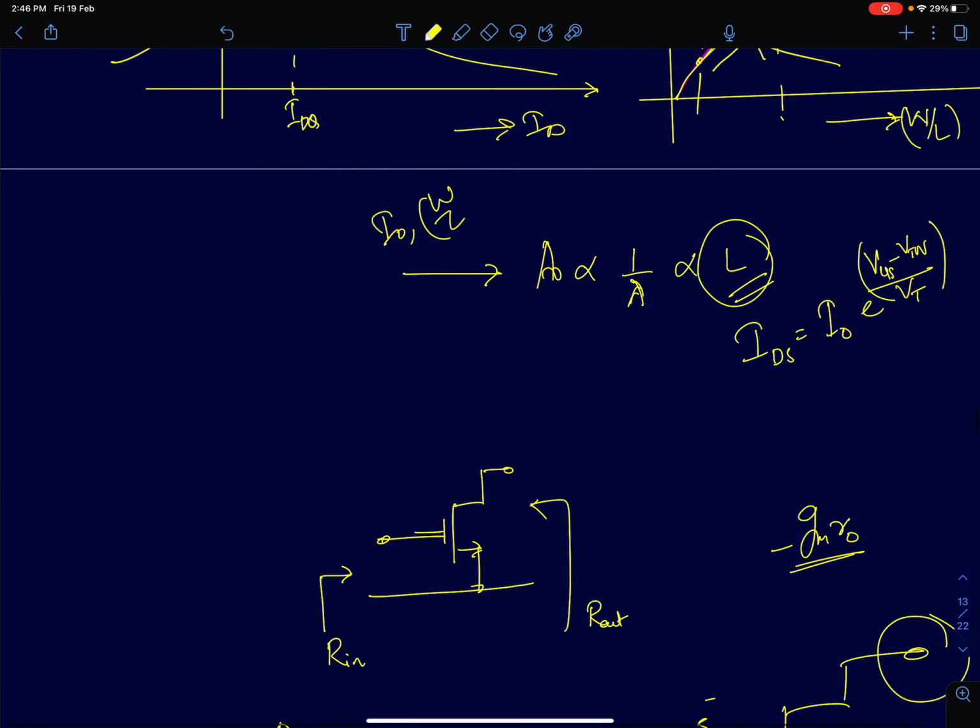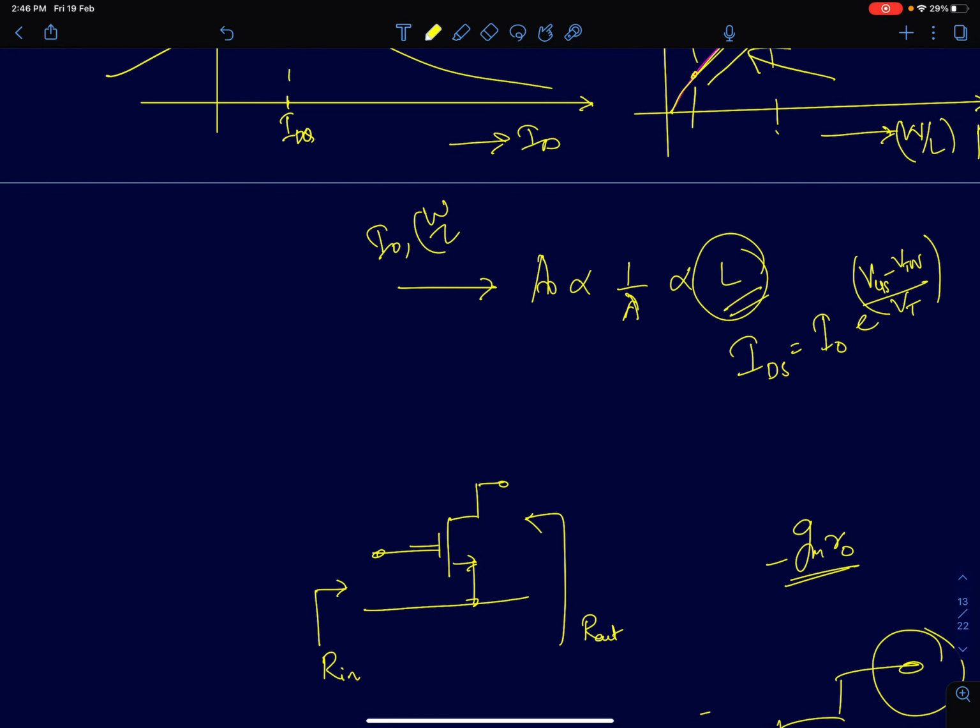So finally, the one parameter which we have not discussed so far is the dependence of intrinsic gain on lambda, which is your channel length modulation parameter. A smaller lambda translates to higher intrinsic gain. And we know that lambda, the channel length modulation parameter, depends on the channel length. If you increase your channel length, then we can expect a smaller variation in the drain current. So that's an increase in R0. So one can directly see that A0 is proportional to the device length, because your R0 increases as your channel length increases.